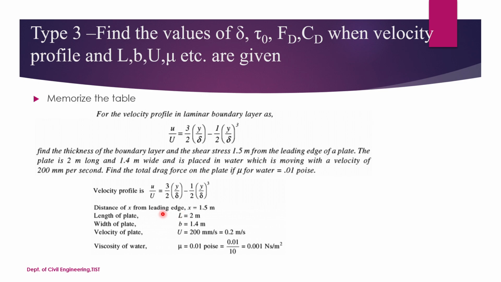The velocity profile is given. Distance x from the leading edge, x is equal to 1.5 meters here. Length of the plate L is equal to 2 meters. Width of the plate B is equal to 1.4 meters. The velocity is given in mm per second, which is converted into meters per second. Then the viscosity of water mu is equal to 0.01 poise. It is given in poise, so we have to convert that into Newton second per meter square. Dividing by 10, we get the value in Newton second per meter square.